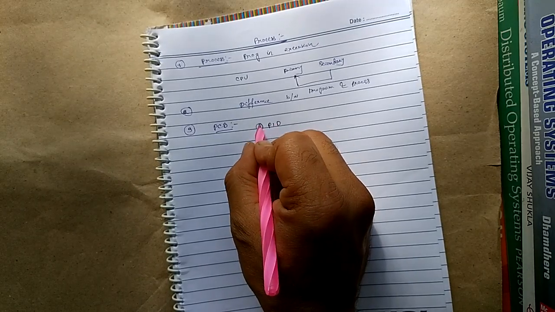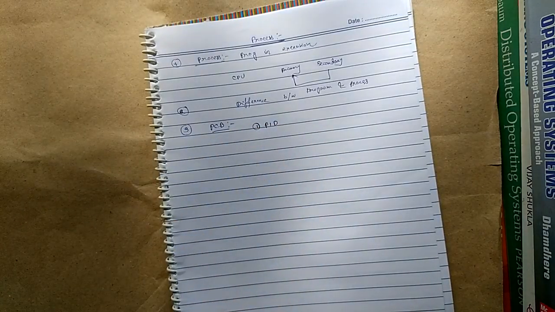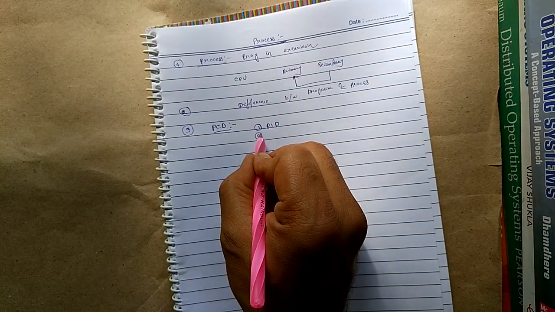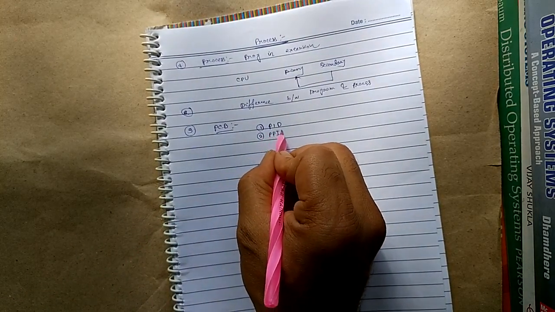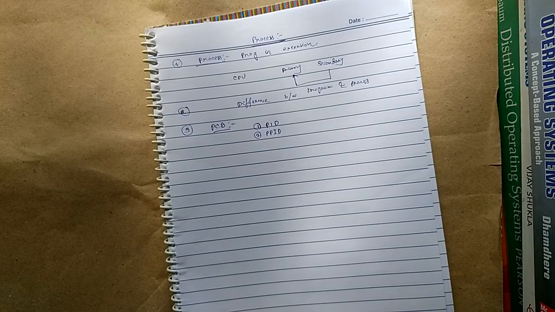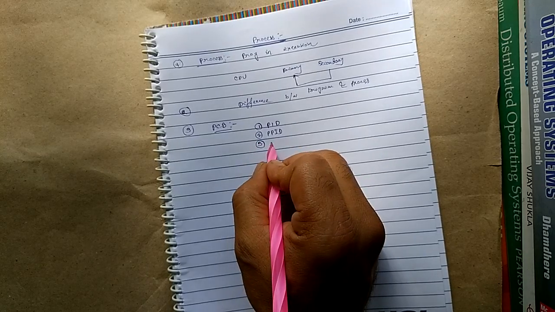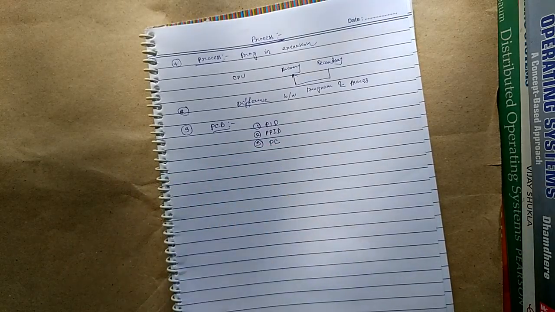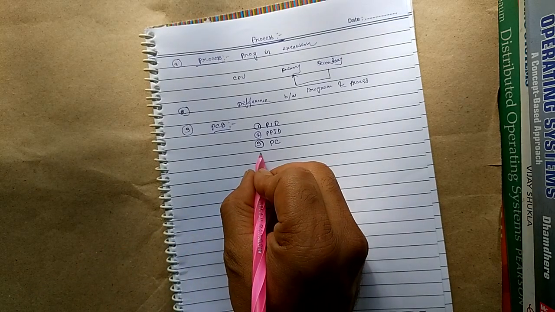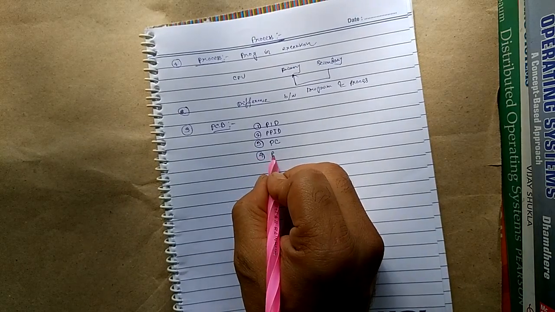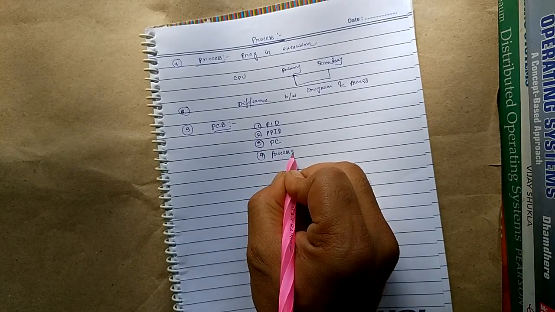The first point is PID, that means process identification number. Number 2, PPID. PPID means parent ID of the current process. Number 3, program counter. Program counter contains the address of the next instruction to be executed. Number 4, process state.